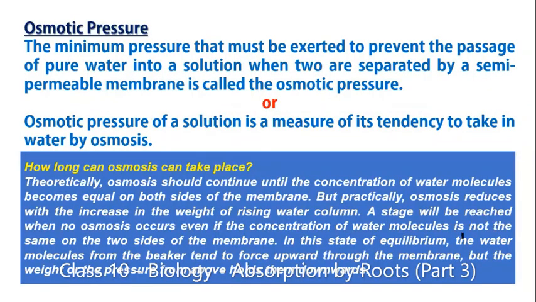What is the osmotic pressure? It is the minimum pressure required to prevent the passage of pure water. Pure water generally has a tendency to enter the cell. So as it tries to enter the cell, there will be a pressure to prevent it from entering. That is what is called osmotic pressure.